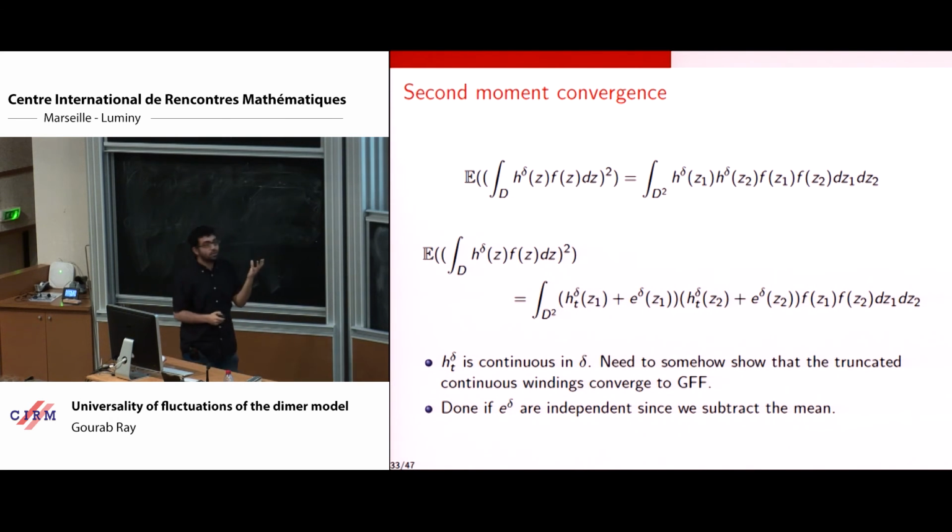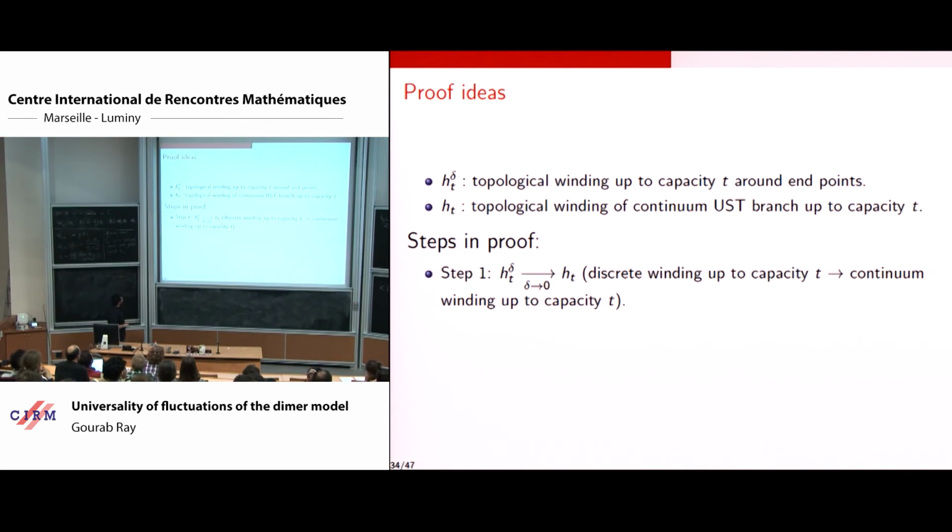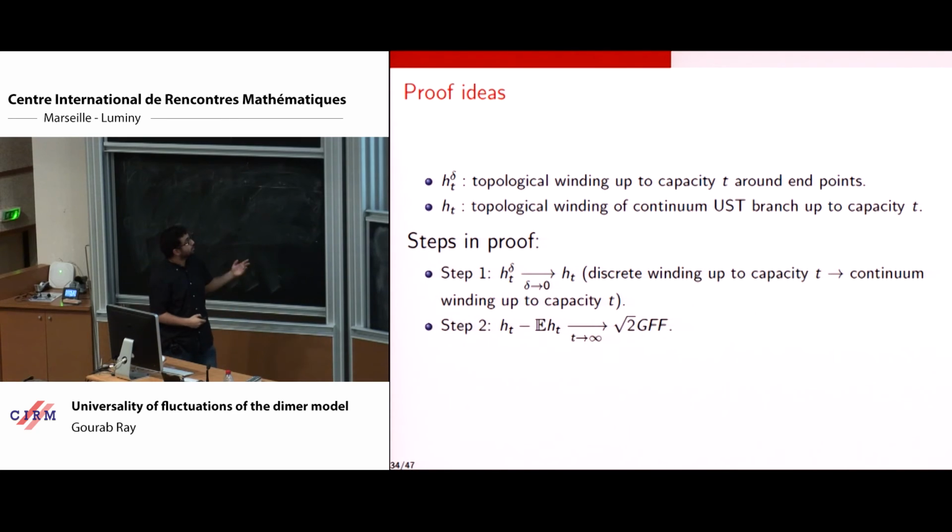So if I prove that the errors are independent, then I'm done, because then in the expectation, if I subtract the mean, they would contribute zero. And then I need to prove that the first term converges to the GFF, okay? So that's kind of the idea. So you truncate, you prove that the truncated one, which behaves nicely with scaling limits, continuously with the scaling limit, that converges. So that's step one.